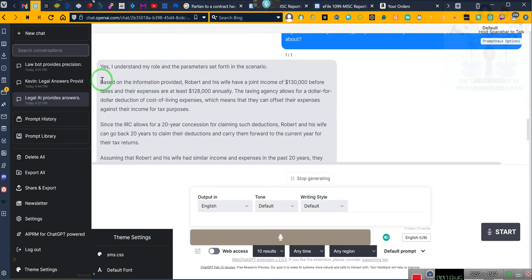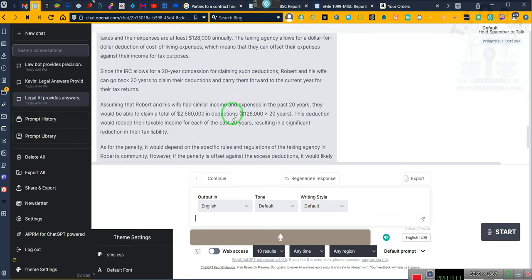I understand my role and the parameters set forth in the scenario. Based on the information provided, Robert and his wife have a joint income of $130,000 before taxes, and their expenses are at least $128,000 annually. The taxing agency allows for a dollar-for-dollar deduction of cost of living expenses, which means that they can offset their expenses against their income for tax purposes.